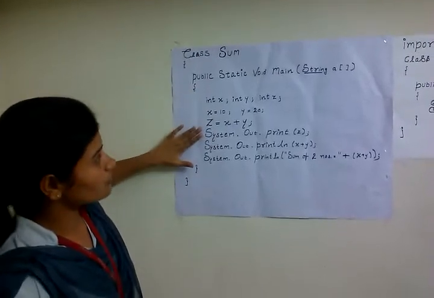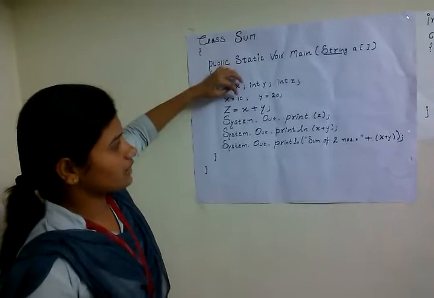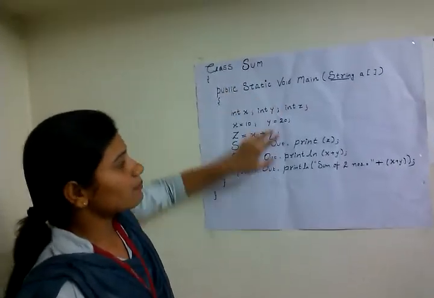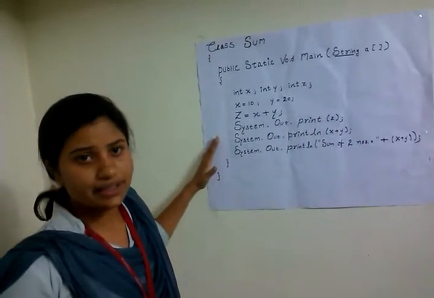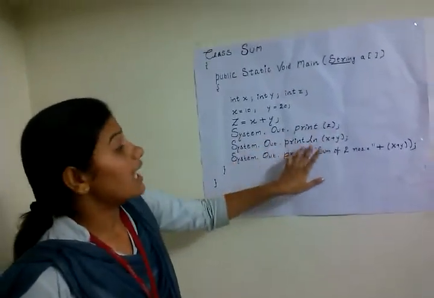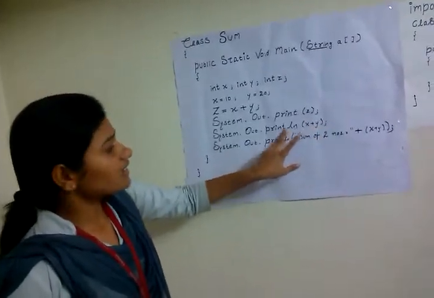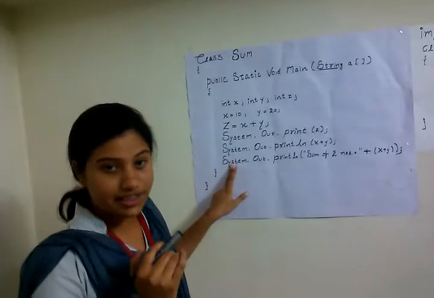This is a program of sum where I have calculated the sum of two numbers, that is x and y, and printed their result, that is z. There are many ways to print these results. Instead of printing z, we can also write println(x + y). ln is used to move the cursor to a new line after displaying the result.